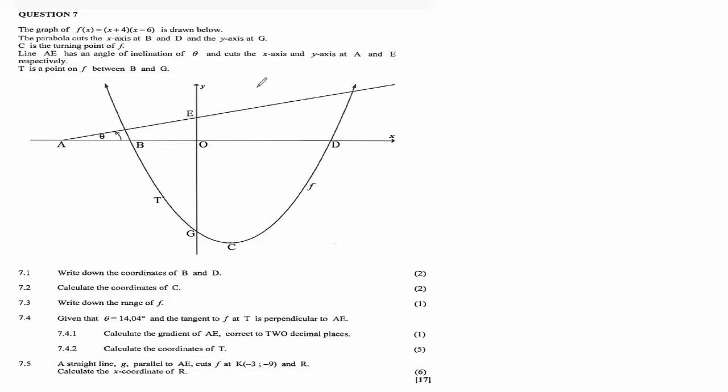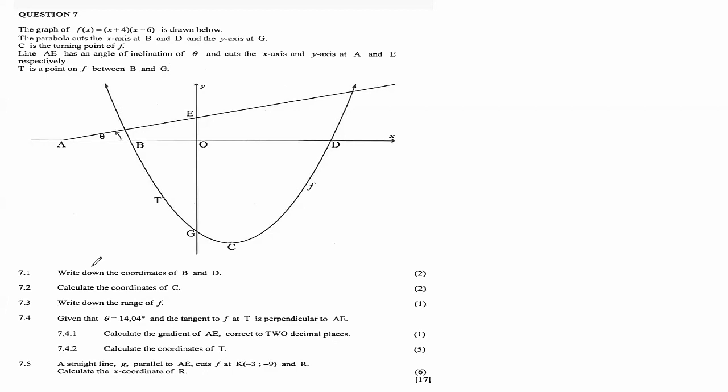Okay, so we have question 7. It says the graph of f of x is equal to x plus 4, x minus 6 is drawn below. The parabola cuts the x-axis at B and D and the y-axis at G. C is the turning point of f. Line AE has an angle of inclination of theta and cuts the x-axis and y-axis at A and E respectively. T is a point on f between B and G. So whatever they mentioned in the statement, we can clearly see here on the diagram.